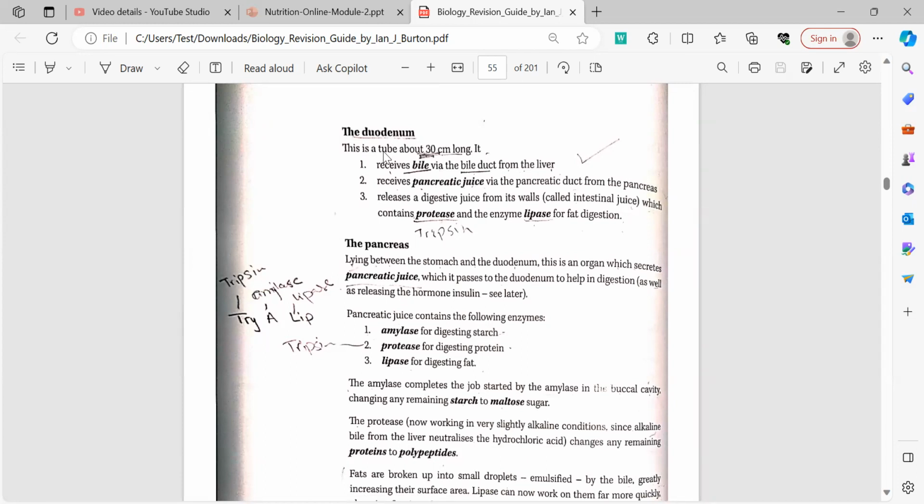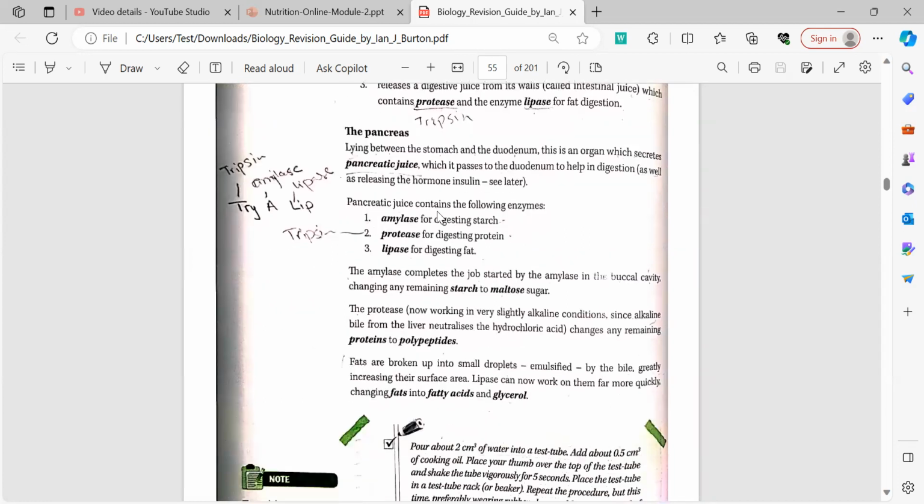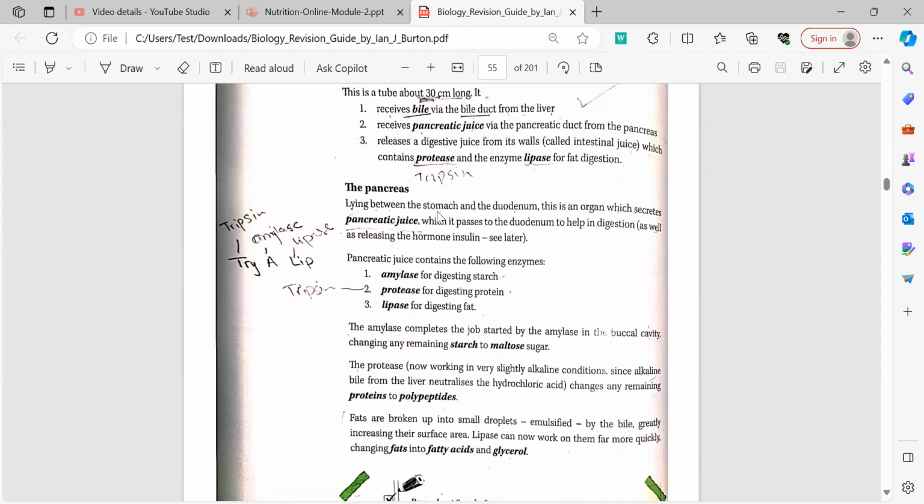Now, just for your understanding, the duodenum receives bile from the bile duct from the liver, and it releases digestive enzymes from it. Now, there is a list of all the organs listed. I will tell you them respectively.